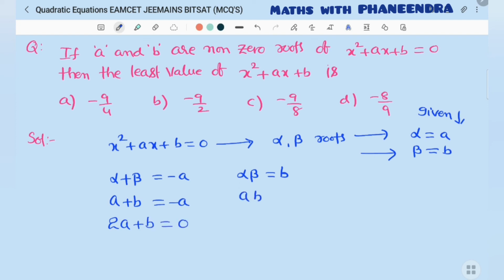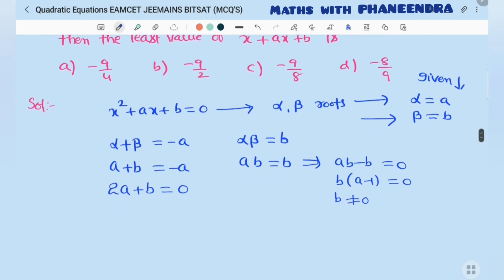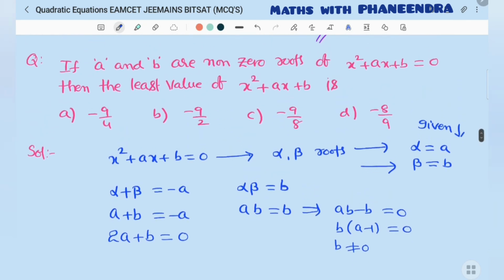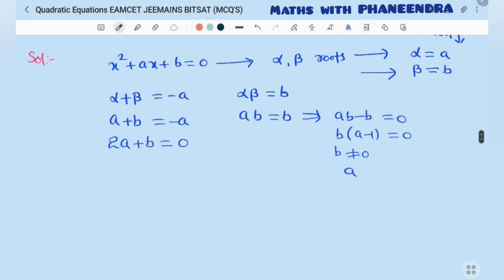And ab is equal to b. So that implies that ab minus b is equal to 0. Taking b common, b times (a minus 1) is equal to 0. Anyway, b is not equal to 0, since they said a, b are non-zero roots. So obviously a minus 1 is equal to 0, so a is equal to 1.